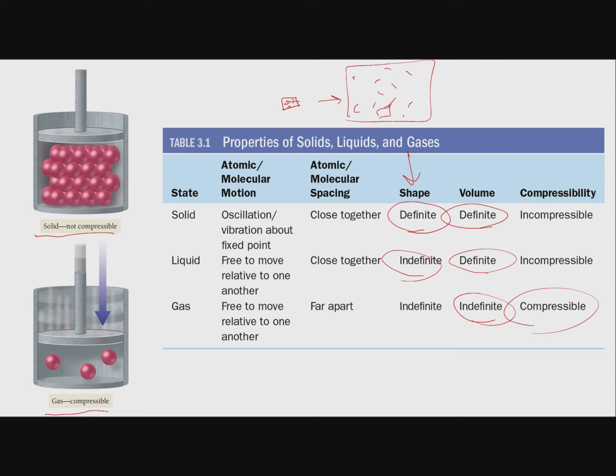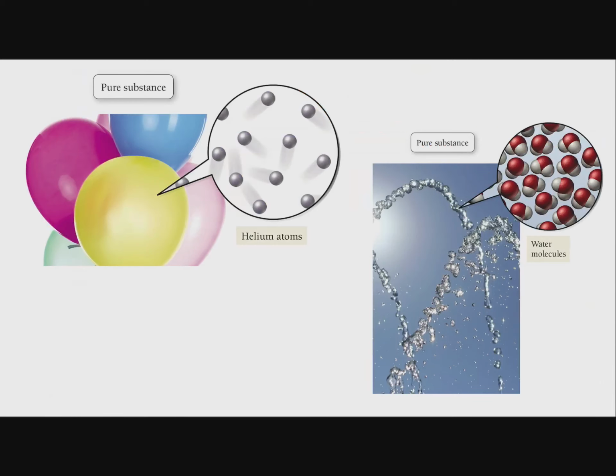Okay, so those are the common states of matter. Now let's classify matter according to composition. We have pure substances, and then we have mixtures. Before we get into the differences there, let's go into what the different types of pure substances are.